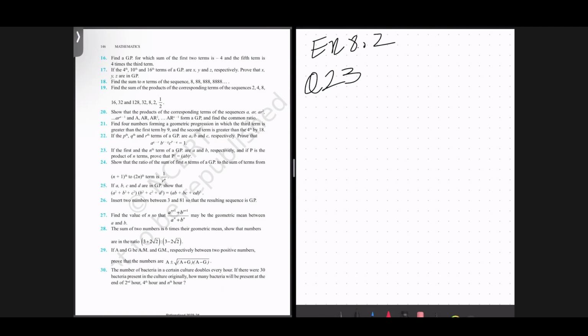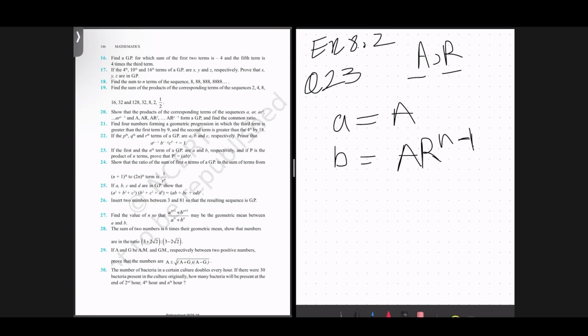In question number 23, we have: if the first and the nth term of the GP are a and b, and p is the product of n terms, prove that p squared equals (ab) raised to the power n. So we have been told that a and b are the first and the nth term of the GP. Let's assume the GP to be a, having the first term as a, and the common ratio as r. So a would be a, and b, which is the nth term of the GP, is going to be a into r raised to the power n minus 1.